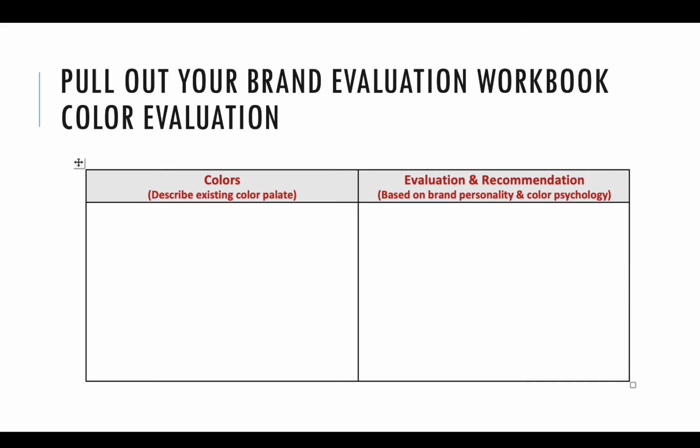Now pull out your evaluation workbook, I know you've already got it. What you're going to do for this section of the brand evaluation assignment is describe your customer's color palette, or your client's color palette, or product, or whatever you're doing for your semester project. Then you're going to evaluate it based on color psychology and determine whether or not you believe they should make any changes.